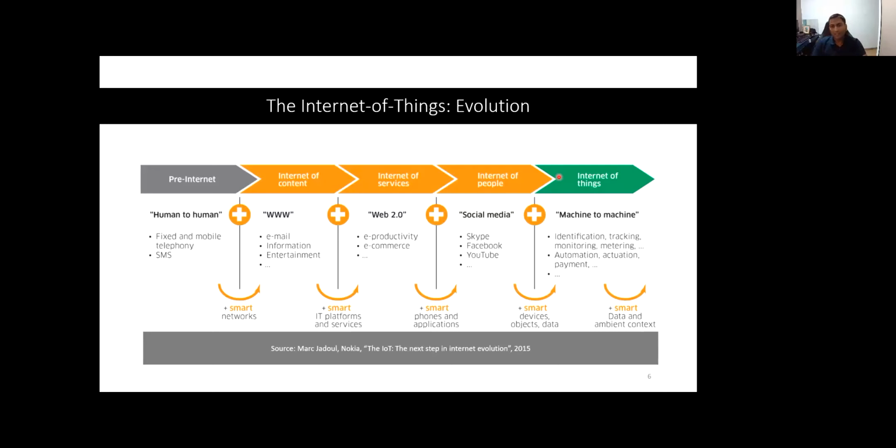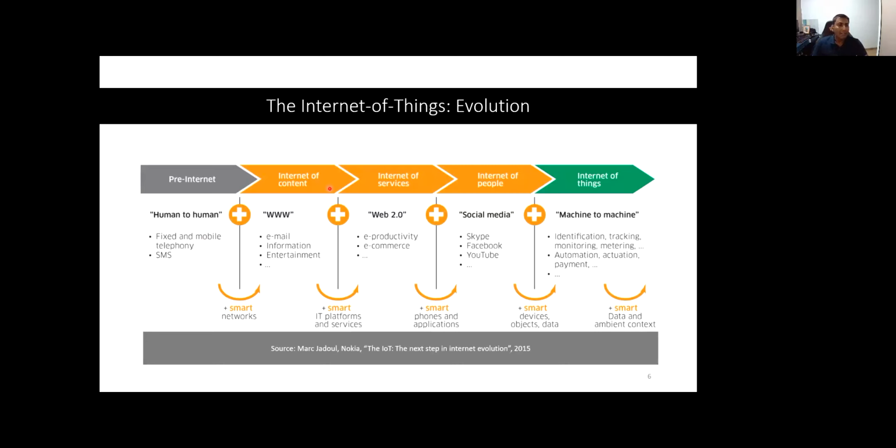Internet of Things is actually not new. It was there, at least in Hollywood. So how did we come from fixed telephony to the Internet of Things? In the pre-internet age, we only had these wired telephones or SMS.